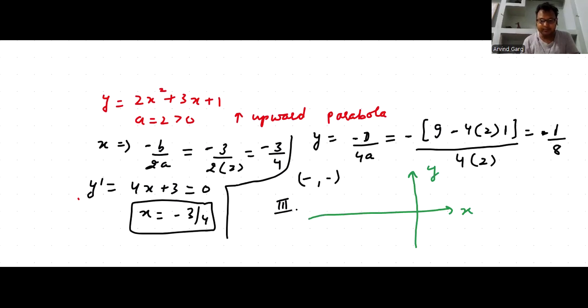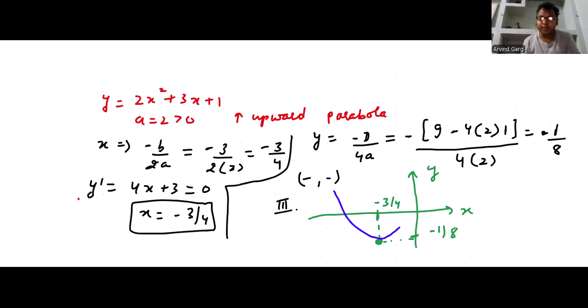So the touching point will be over here, something like this. For example, this point is minus 3 by 4 and this point is minus 1 by 8. This point is known as the vertex. This is the type of graph.